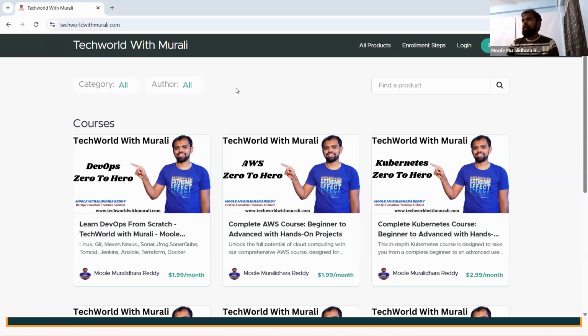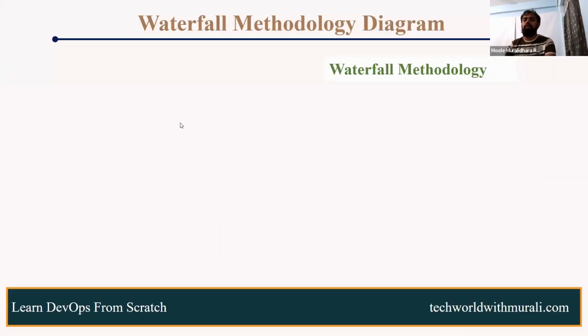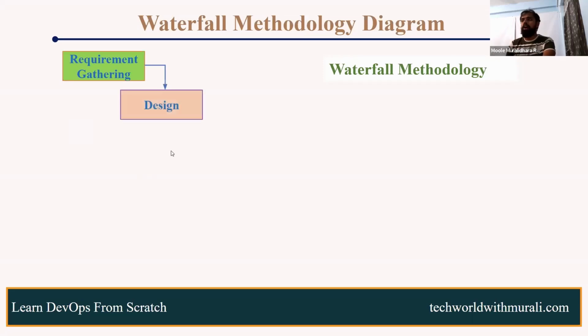So now in the waterfall method, how will we do it? First, we'll connect with the client and gather the requirements. As I said, the client says, I require this type of website, for example the Techworld with Murali website. So our team will connect with the client and gather the requirements. Once we gather the requirements, we'll design how we want to implement it. The architect and developer architect will take care of how we can design this.